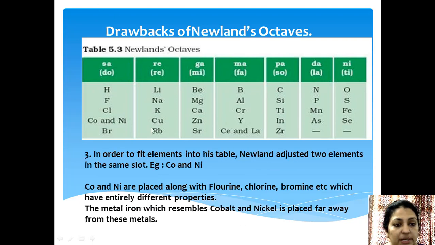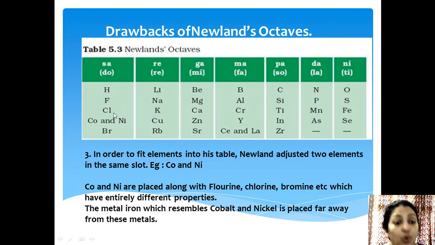The third disadvantage is, you can see cobalt and nickel are placed in the same slot, and also cerium and lanthanum are placed in the same slot, isn't it? Two elements are in the same place. In order to fit elements into his table, Newland adjusted two elements in the same slot. Example, cobalt and nickel, cerium and lanthanum.